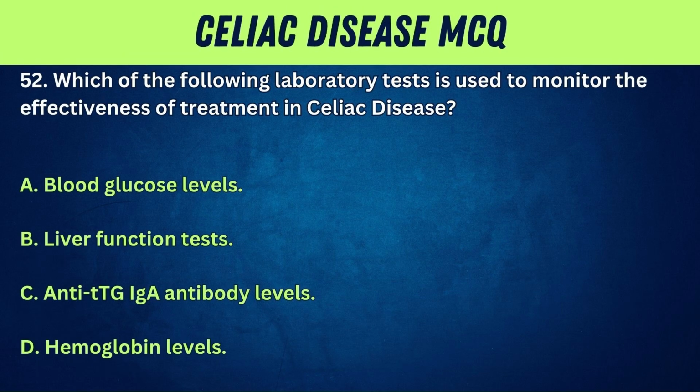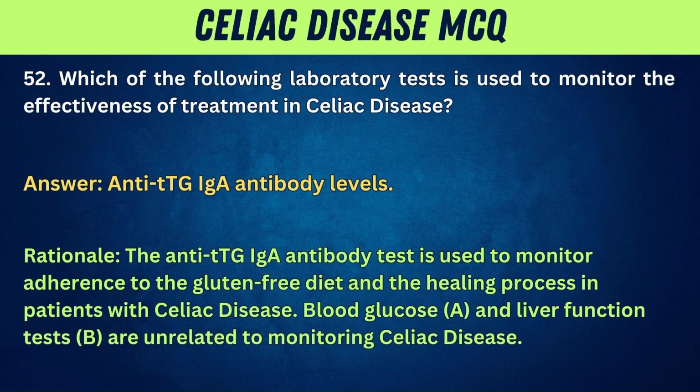52. Which of the following laboratory tests is used to monitor the effectiveness of treatment in celiac disease? A. Blood glucose levels. B. Liver function tests. C. Anti-TTG IgA antibody levels. D. Hemoglobin levels. Answer: anti-TTG IgA antibody levels. Rationale: the anti-TTG IgA antibody test is used to monitor adherence to the gluten-free diet and the healing process in patients with celiac disease. Blood glucose, A, and liver function tests, B, are unrelated to monitoring celiac disease.